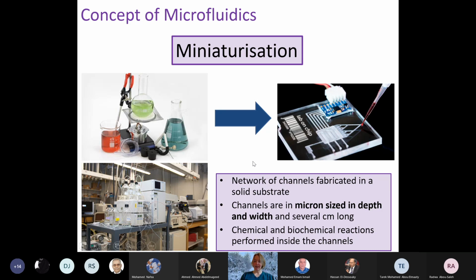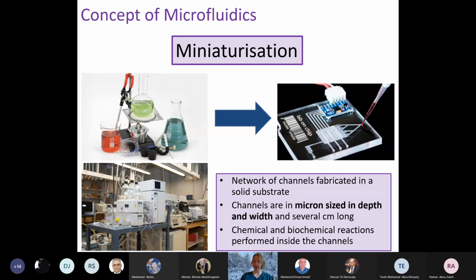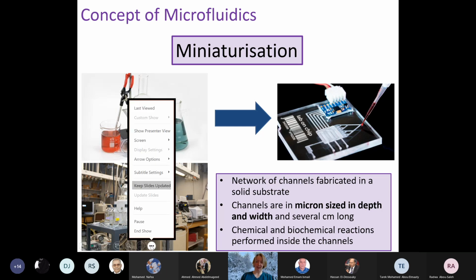So microfluidics is a network of channels that have been fabricated into a solid substrate. And the channels, importantly, are micron-sized in depth and width, and can be up to several centimeters long. But the critical dimensions in the depth and the width, so the cross section of those channels, is in the micron range. And we can flow fluid down there and perform chemical and biochemical reactions inside the microchannels. And there are several advantages of doing that compared to on the large scale that you see here.